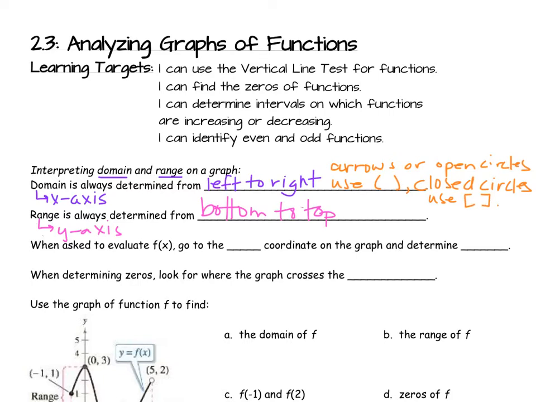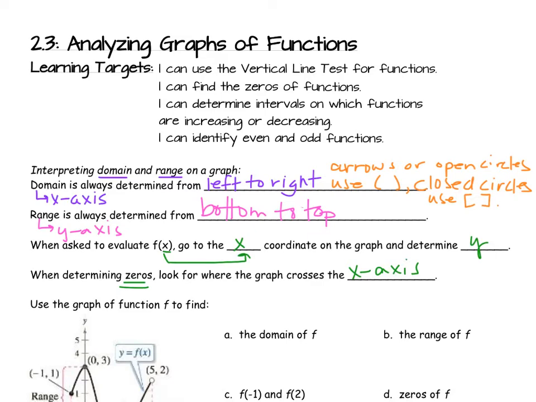When asked to evaluate f of x on a graph, we do the same thing that we did before. Whatever the x value is, we're going to go to the x coordinate on the graph and then just determine what our y value or our output equals. Finally, when we're asked to look at zeros of functions, what we're looking for here is where it crosses the x-axis. So at what x value does the graph have an output of 0?